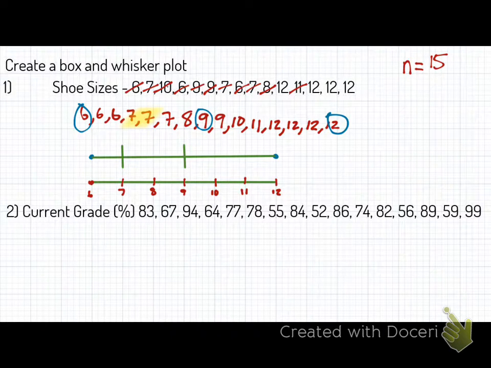Y'all following me? Is it the same amount of people that have a 6 to 7 as 7 to 9? Actually, yes, it is. But do you see how the range for 25% is wider? So there's less people distributed across.